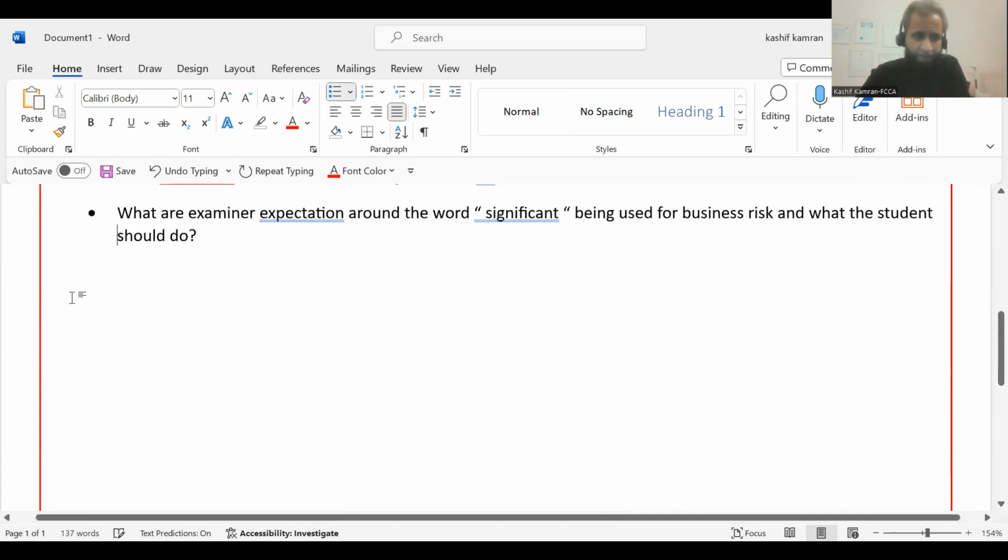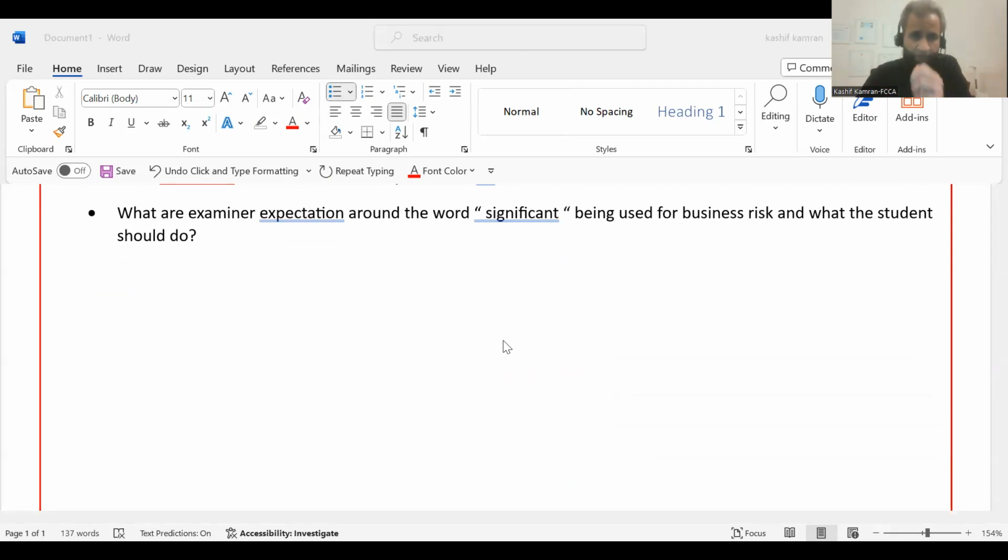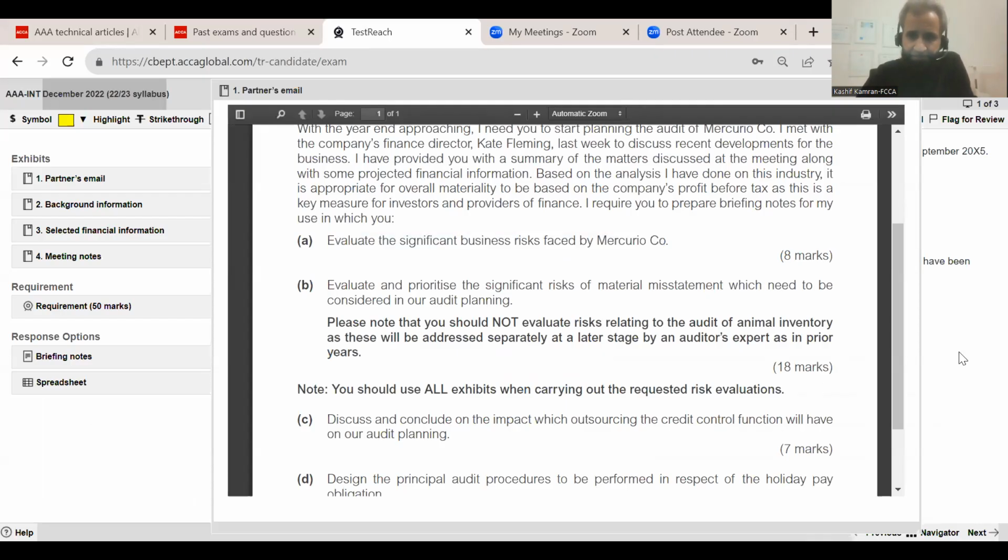Okay, we move down and we get to the third change now. Back to the practice platform, December 22 paper, number 2B. Evaluate and prioritize the significant risk of material misstatement which needs to be considered in our audit planning. Now, the important thing here is the 2 elements. Number 1 is significant and number 2 is prioritize.